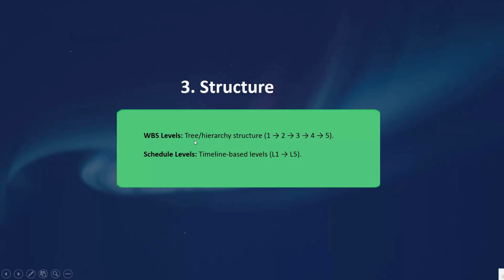So at the WBS level, you can see we have the hierarchy structure: one, two, three, four, five. This is the hierarchy. So WBS is a tree-like hierarchy by deliverables. And the schedule levels are a timeline, scheduling level one to five. By the way, we will have scheduling levels from 1 to 5, and WBS levels we can have in Primavera, especially in Primavera Basics, from 1 to 20 levels.